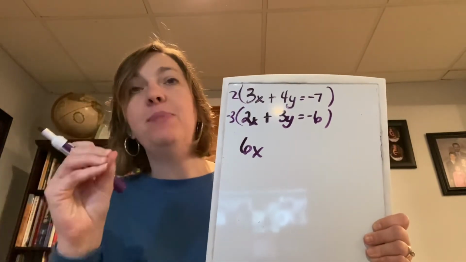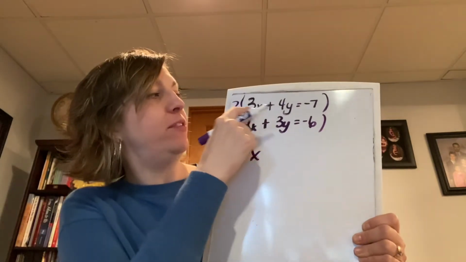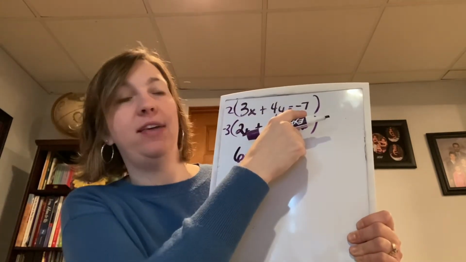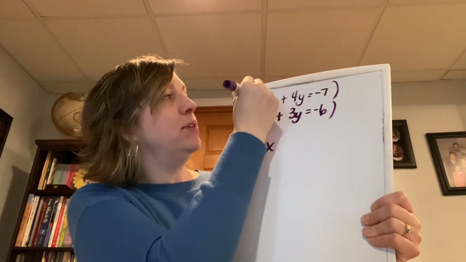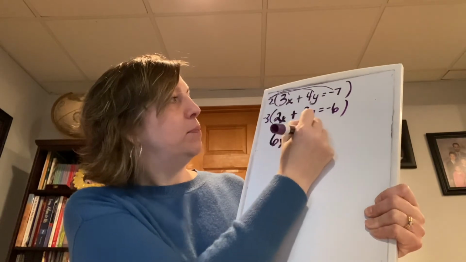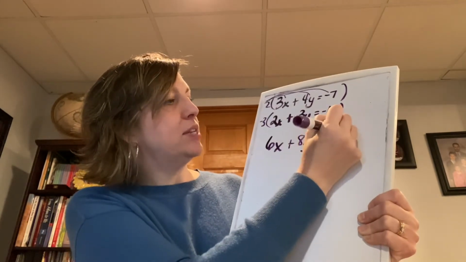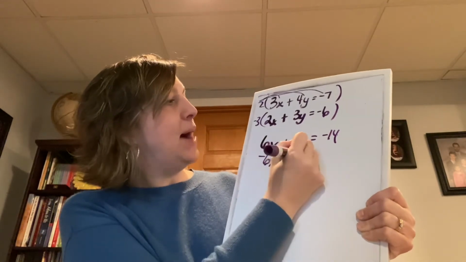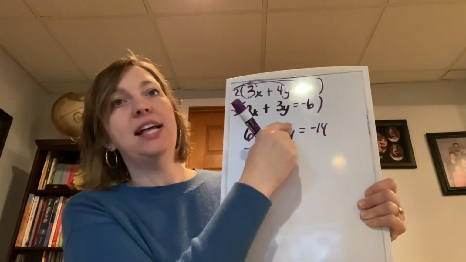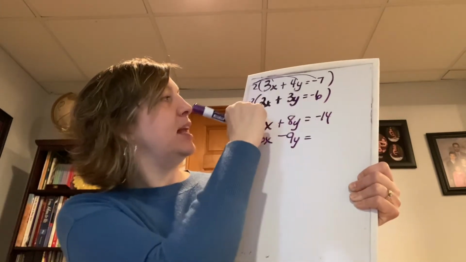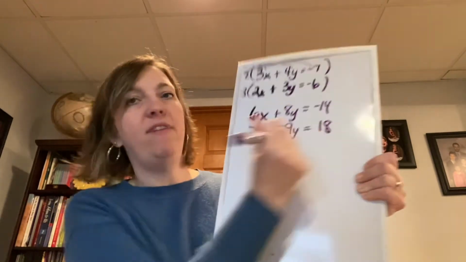But you have to be fair to all. If I multiply the first one by 2, my friends, I have to distribute that 2 to everything. All right? So that 2 gets distributed to everything. 6x plus 8y equals negative 14. Negative 6x minus 9y. Watch that sign, my friends. The negative goes to all. Equals, this is negative times a negative, makes positive 18.